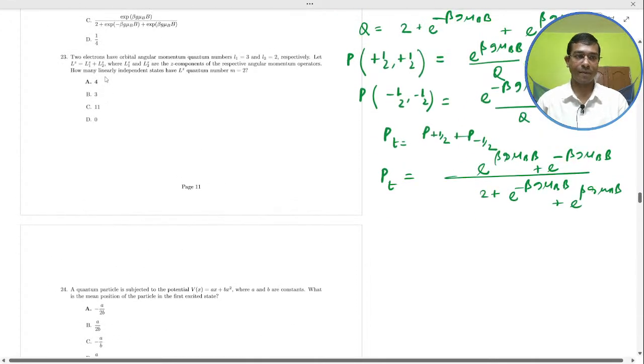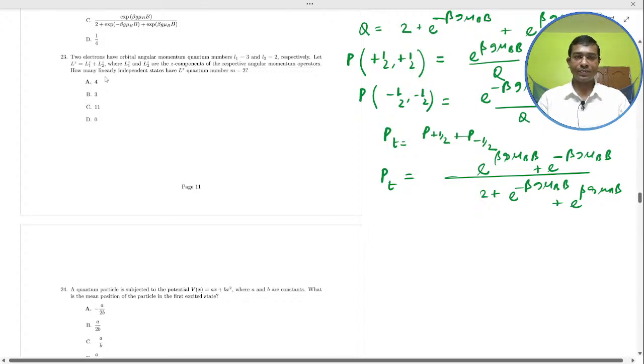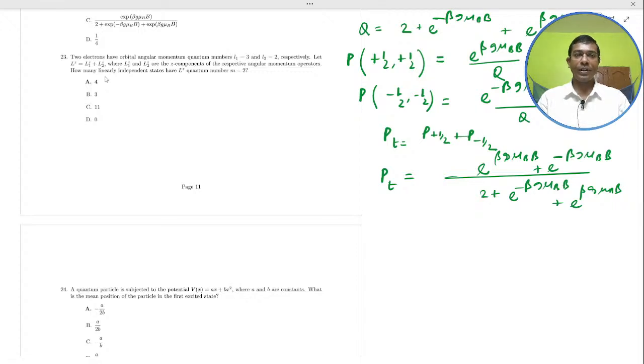Question number 23. Two electrons have orbital angular momentum quantum numbers L1 equal to 3 and L2 equal to 2 respectively. Let Lz equal L1z plus L2z. How many linearly independent states have Lz quantum number m equal to 2?